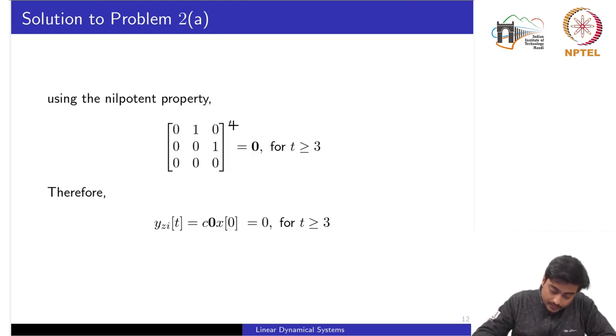Now we will start computing the powers of this matrix for t starting from 0, 1, 2, 3, and we will see that once you reach t equal to 3 or higher, this matrix would always be a 0 matrix. This is the reason that the zero input response of the system is always 0 for t greater than or equal to 3. Okay.